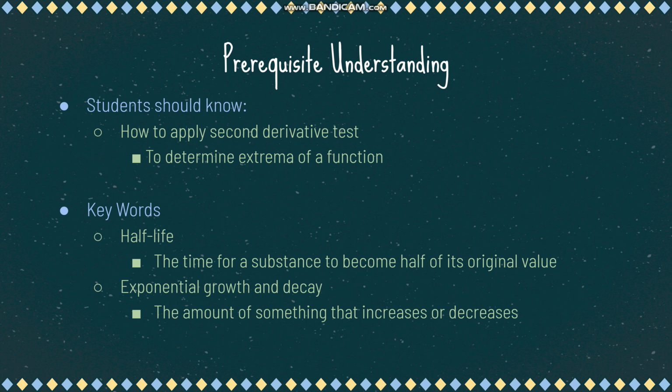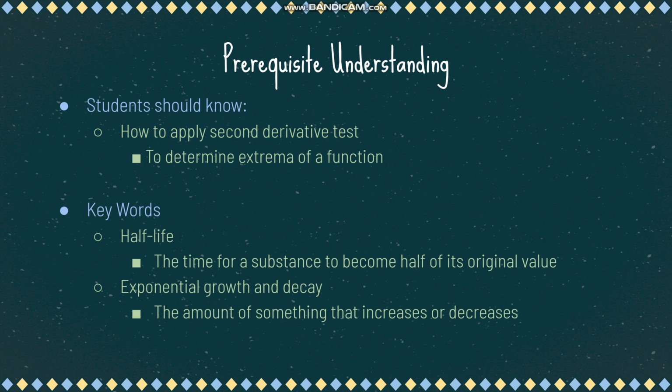Prerequisite understanding: students should know how to apply second derivative tests to find the extrema of a function, to find the maximum or minimum. And students should also know the basic derivative rules, especially the logarithmic one. If you don't know, it's posted in the lesson notes. So feel free to go to the lesson notes and look at the rules and then come back to the video.